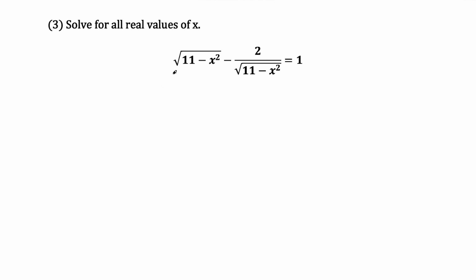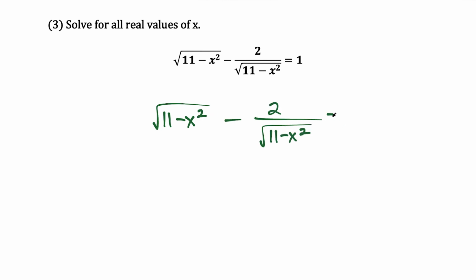Question 3, we're going to solve this equation for all real values x. We have the square root of 11 minus x squared minus, and then we have 2 over the square root of 11 minus x squared. And this is all equal to 1. So we're going to solve this equation, and then we're going to check our answers back to the original equation just to see if we have to throw anything out. So I'm going to call this first term square root of 11 minus x squared over 1. That way we could find common denominators.